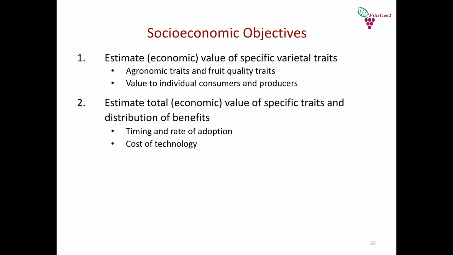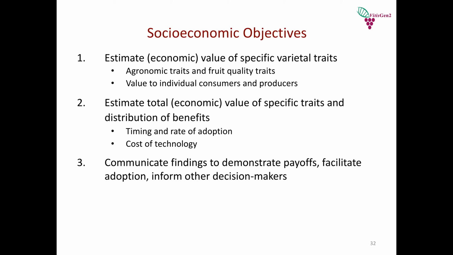So 2 socioeconomic objectives that we've been looking at over the last year are to estimate the value of specific traits. So new varieties, as Julian just described the methods that we're using, can have agronomic traits and quality traits. And so they have a value to consumers and producers, or both. And difference either in price they're getting or cost reduction for producers or both. And so we're trying to get at that and figure out what benefits new varieties bring, and estimate the value to the industry as well as individual producers.